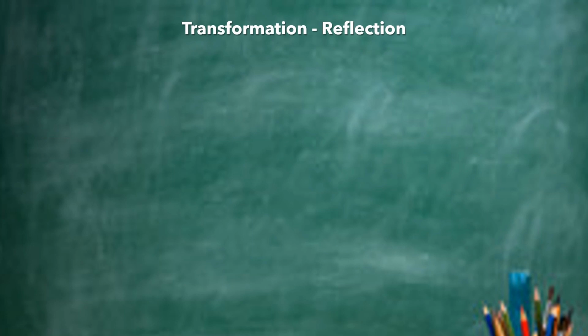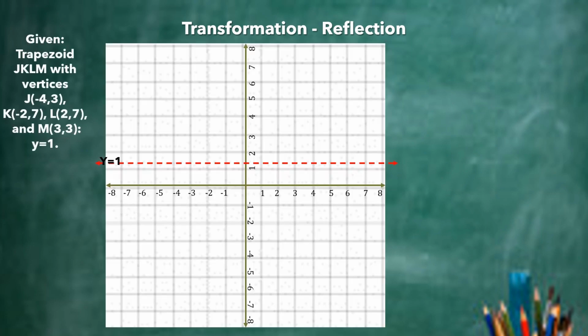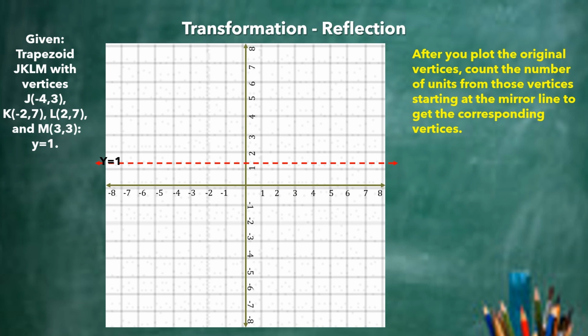Let's work another reflection example. This time we are given the trapezoid JKLM, which has vertices (-4, 3), (-2, 7), (2, 7), and (3, 3). They're labeled J, K, L, and M, and we're told that it reflects across the mirror line of y equals 1.